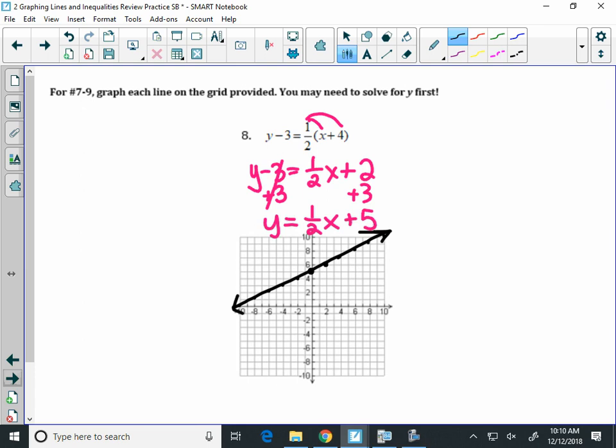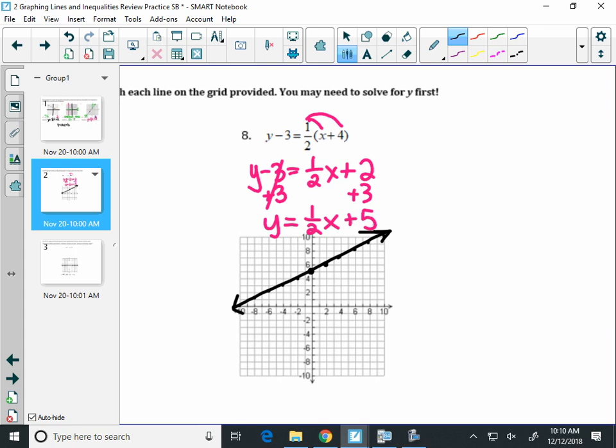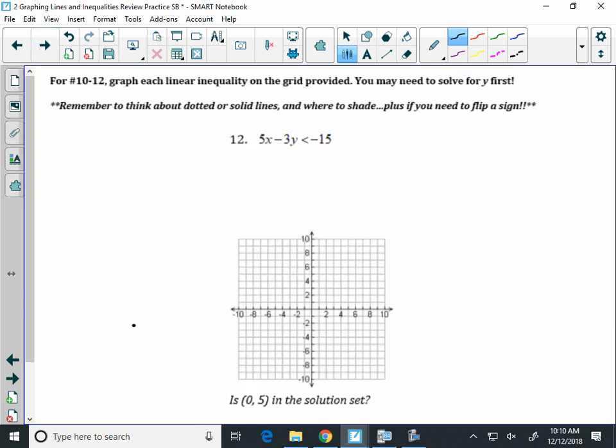All right, the last one, I believe this is the last one. Yep, the last one on the video is going to be number 12 on the back. You're going to be graphing an inequality. This also, you need to solve for y here. So in order to solve this one for y, you start by subtracting the x term over to the right. When you do that, you'll get negative 3y is less than negative 15 minus x.